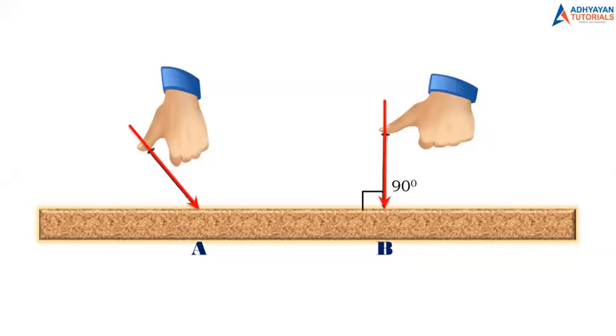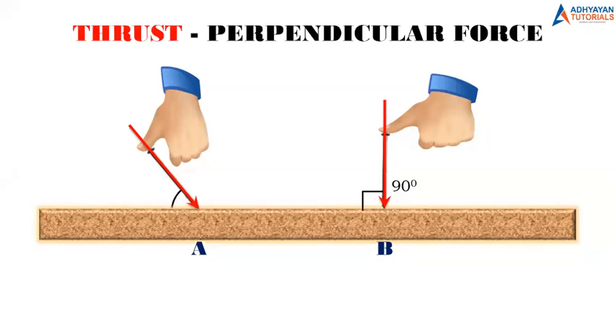So what does this simple experiment tell us? It tells us that the pin will penetrate into the wood from the pointed end, where it is meeting that horizontal board. So students, this force is very, very important for us to remember. What do we call this force? We call this force thrust. A force that is applied at 90 degrees is called perpendicular force, and the term that we use for this perpendicular force is thrust.